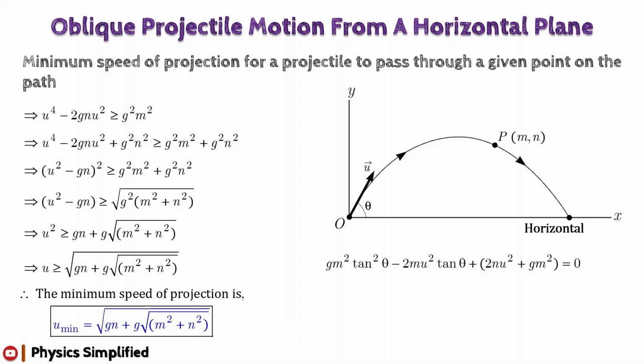Furthermore, if we substitute this minimum value of u in our quadratic equation and do some calculations, we get the angle of projection as alpha is equal to tan inverse of u squared divided by gm.